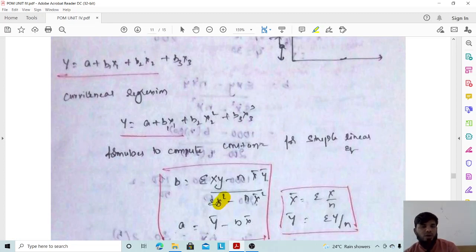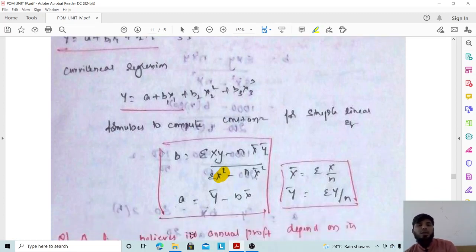Whatever value you have found for x square, you have to do the summation of it. Next is n into x bar square. Similarly, a is equal to y bar minus b into x bar. You will find the value of b from here, substitute it here, and you will find the value of a.